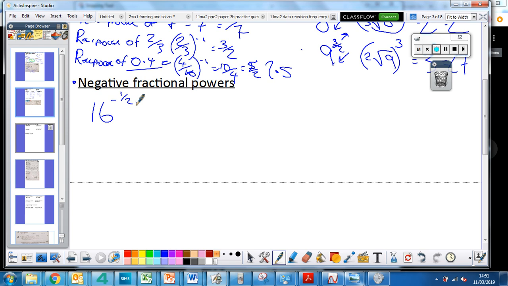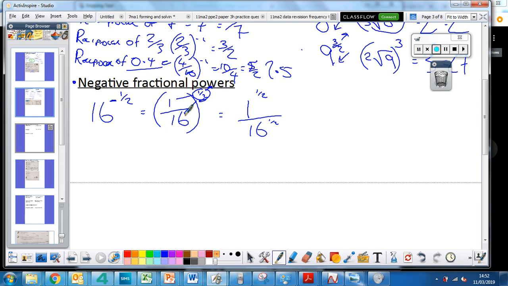The first thing we deal with is the negative. We know negative means flip it. So we can change this to 1 over 16 to the power 1/2. We know that the denominator comes down. We know that the numerator goes up. We also know that if we are working with powers of a fraction, we do the power to the top and to the bottom. So this is going to be 1 to the power 1/2 over 16 to the power 1/2. This power is working on the top and it's also working on the bottom.